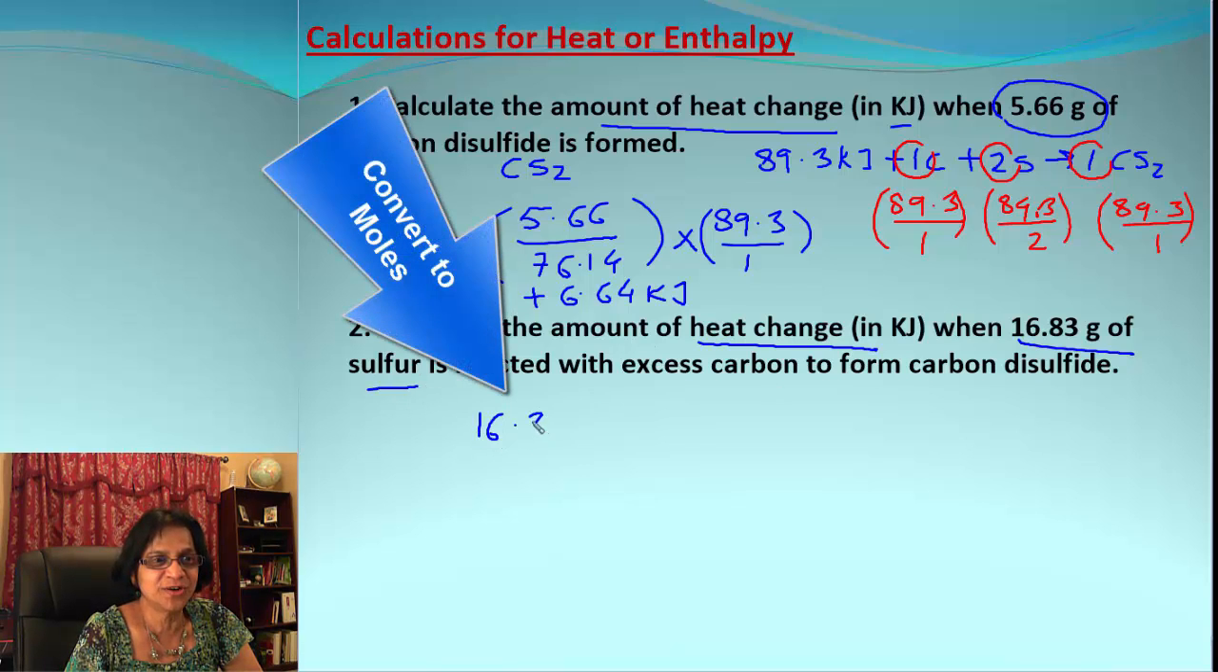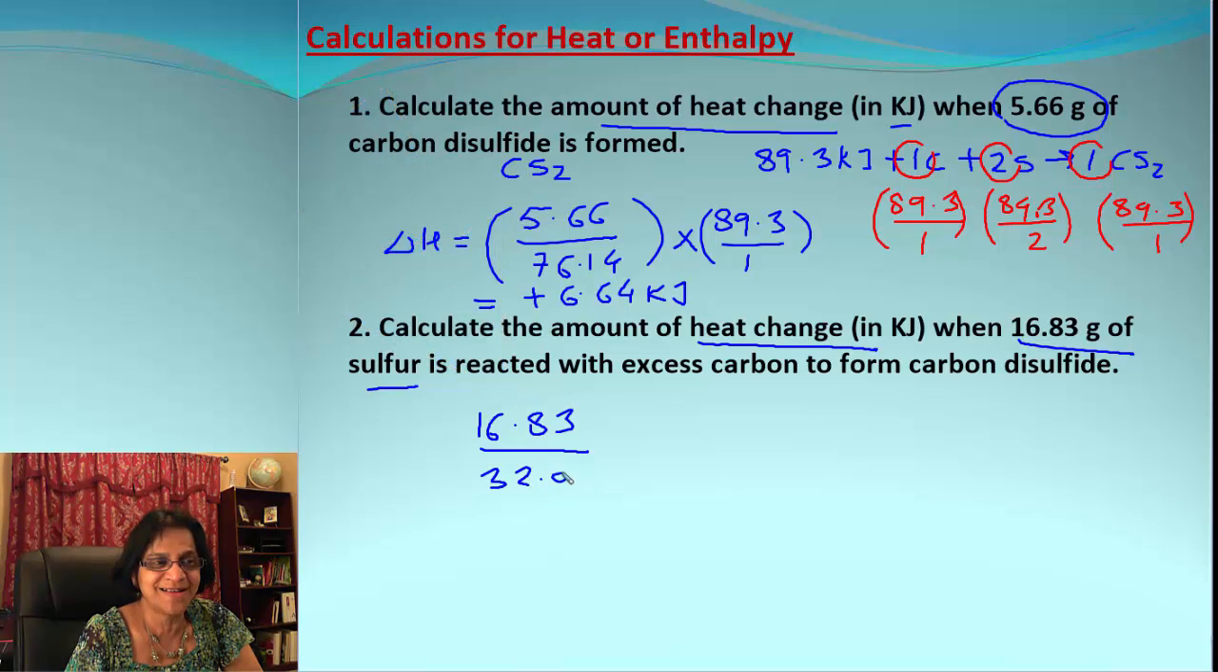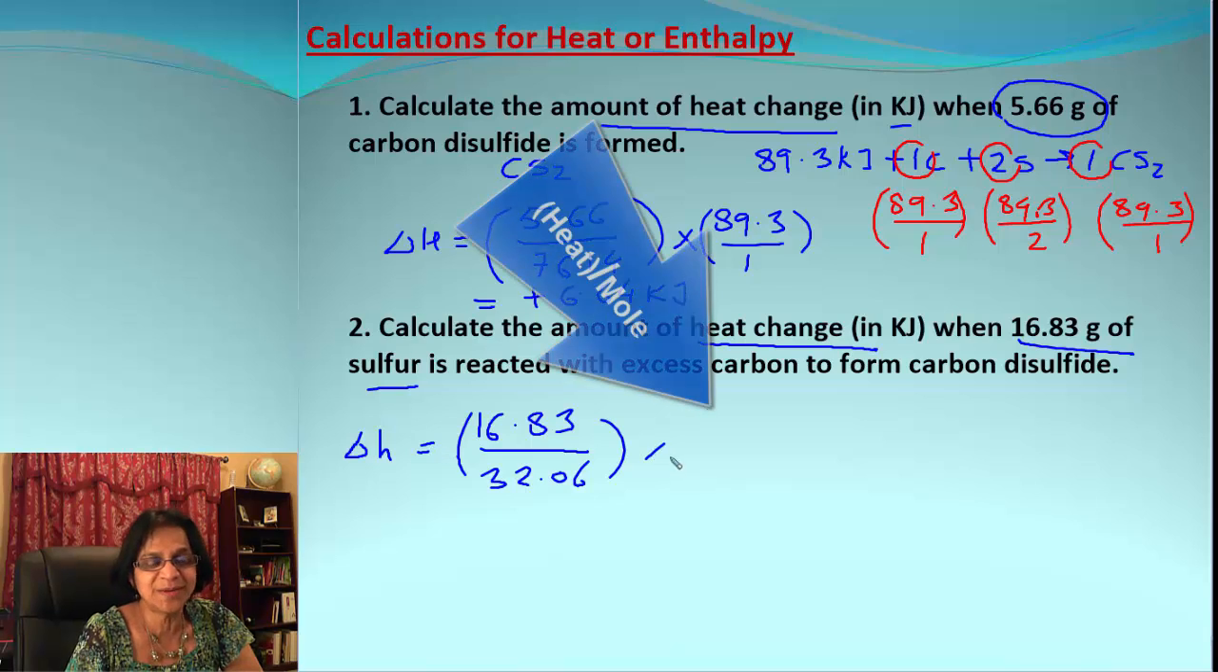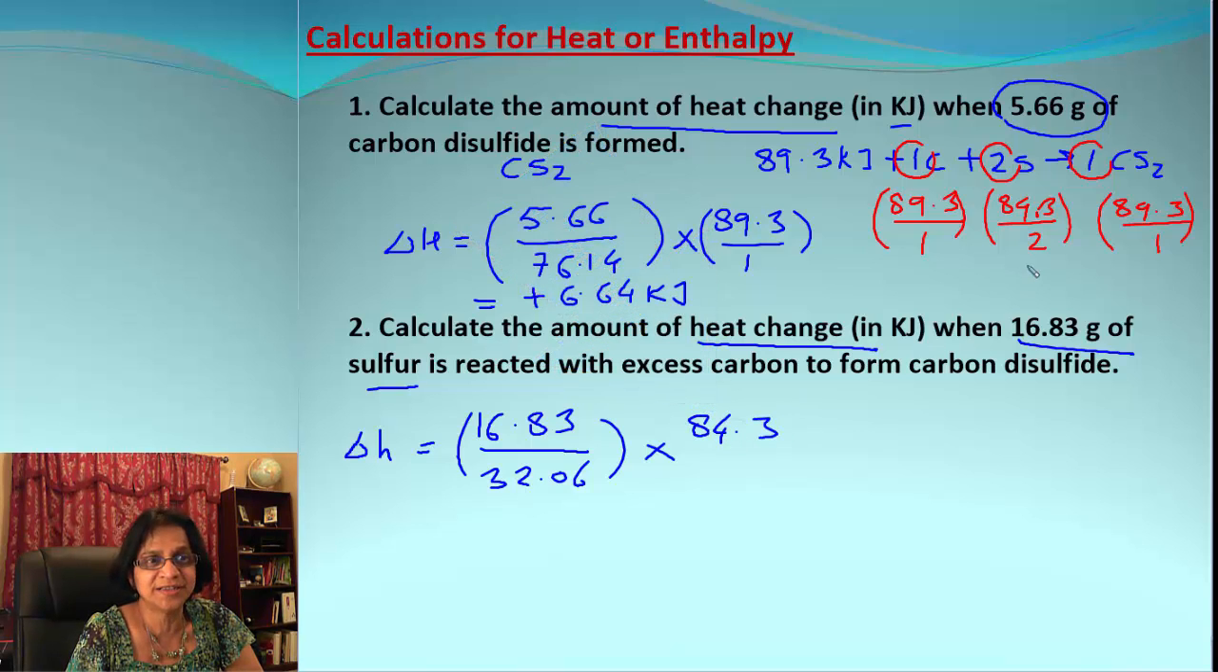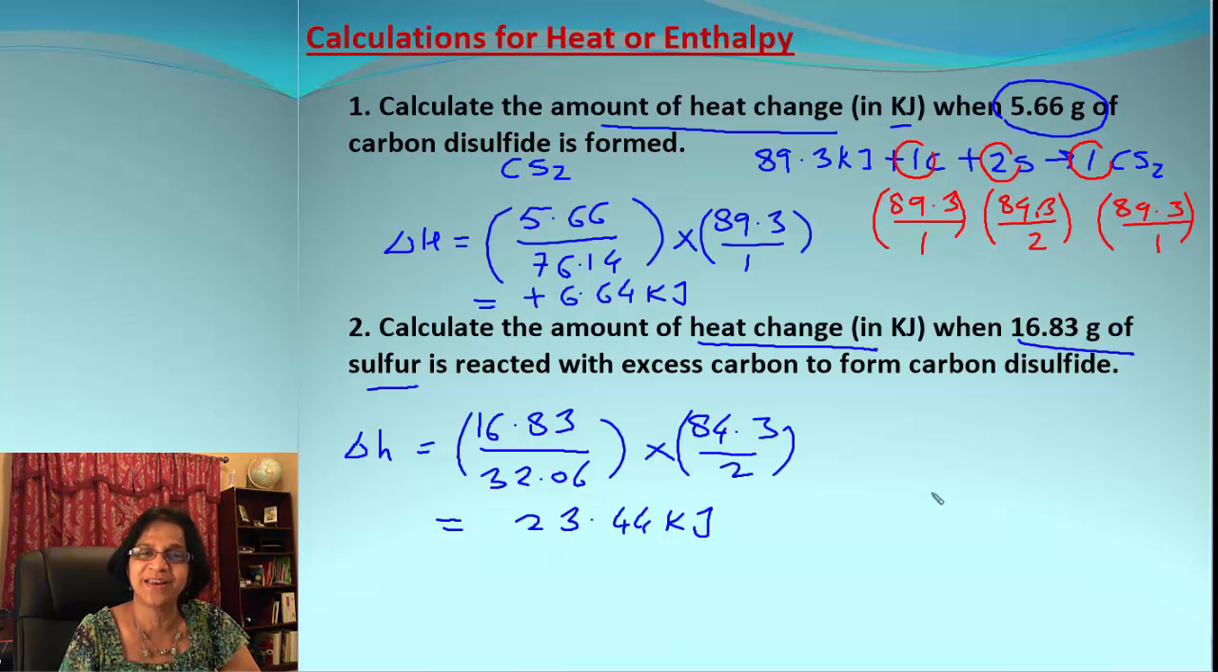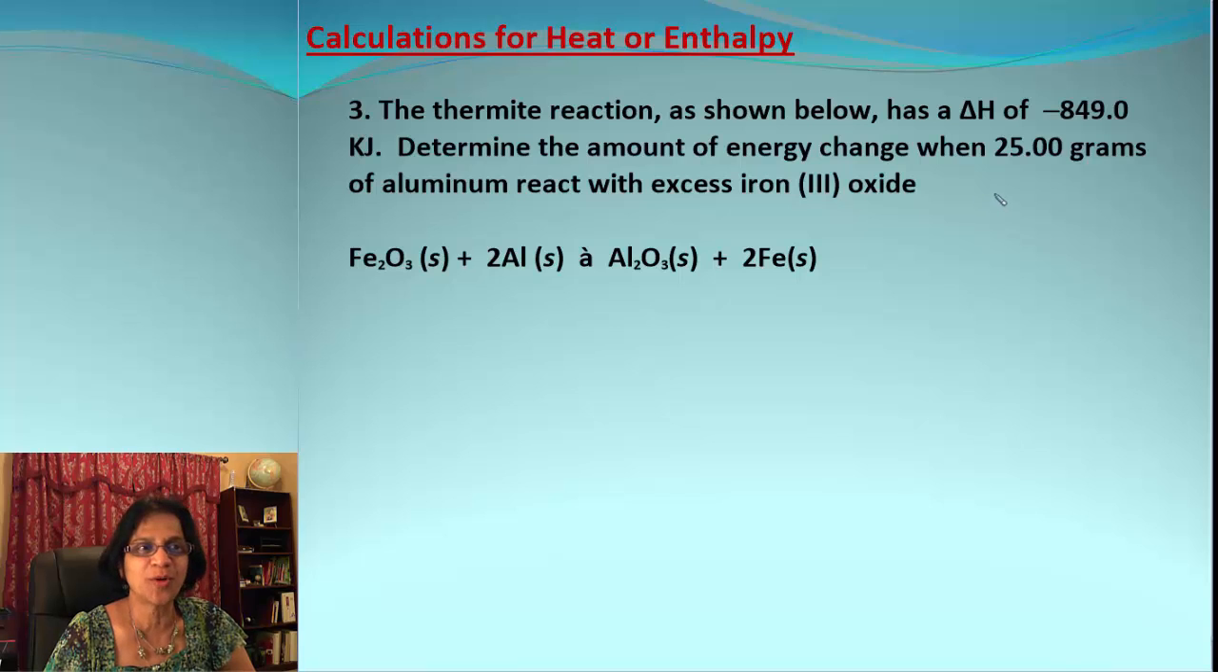And now in the next problem, we are going to repeat the same process only with respect to sulfur. So let's convert that sulfur into number of moles. When we divide that by molar mass, this is what we get. And we need to multiply now by the heat per mole for sulfur. And that comes out to be 84.3 divided by 2. And when we work on the problem, the final answer is 23.44 kilojoules.